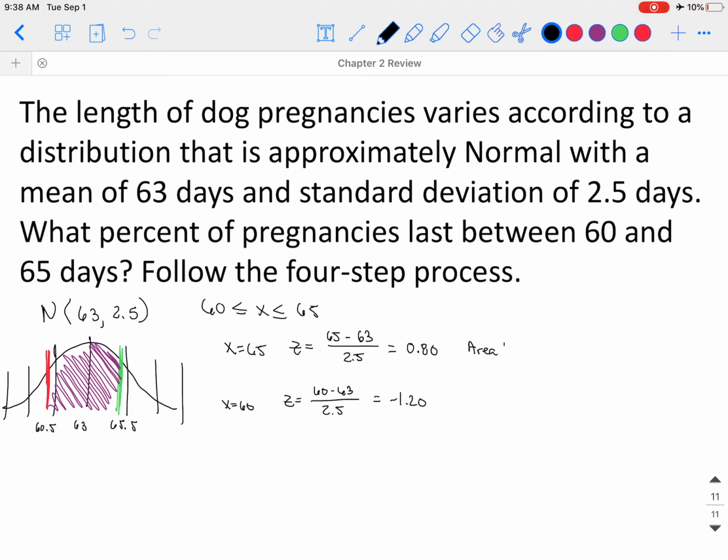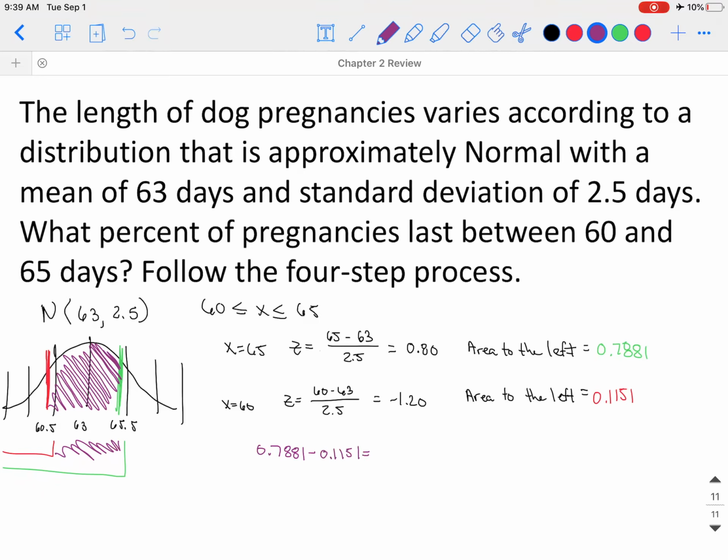We're going to need to find the area to the left for both of these. So the area from here all the way to the left would be 0.7881, and the area from here all the way to the left would be 0.1151. Remember, you find these from your normal distribution table. So to find the area between, we would just need to subtract. And that's going to leave us with 0.673. In our conclusion, we can conclude that about 67.3% of dog pregnancies last between 60 and 65 days.